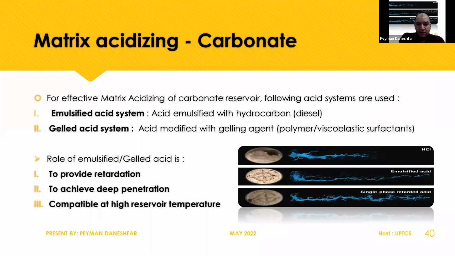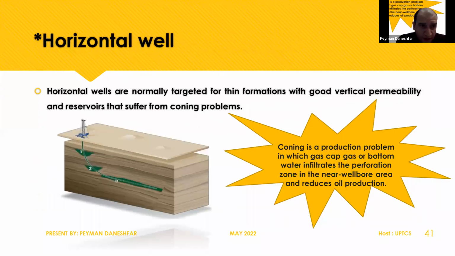In a vertical well, we can ball head in our well, and again as in an acid wash, and after soaking some minutes, we clean it up. But in a horizontal well, let's explain about the horizontal well. What is the horizontal well? Horizontal wells are normally targeted for thin formations with a good vertical permeability and reservoirs that suffer from coning problems. Okay, as you can see in a picture, why we drill the horizontal well.